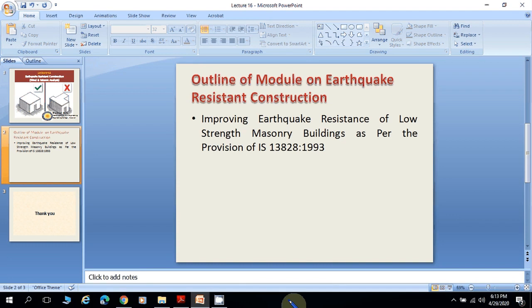The key point here is that we are discussing the improvement of earthquake resistance of low strength masonry buildings. In a previous lecture we discussed how to improve the earthquake resistance of earthen buildings, but here we will be talking about the low strength masonry building, as per the guidelines given by IS 13828:1993.